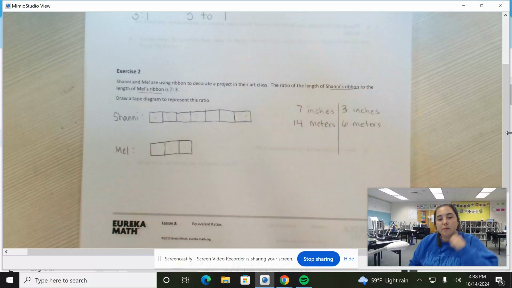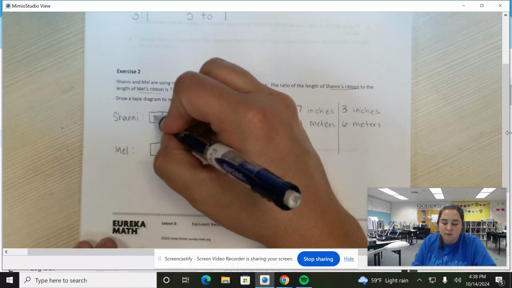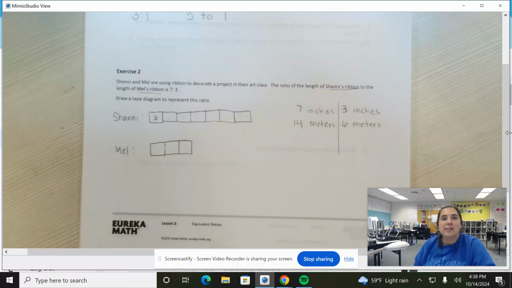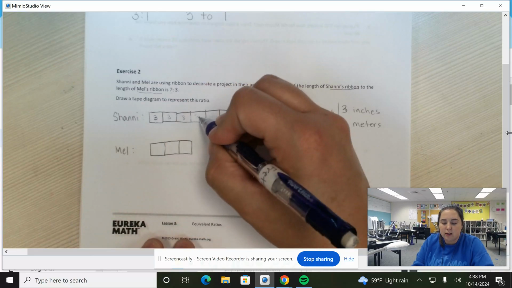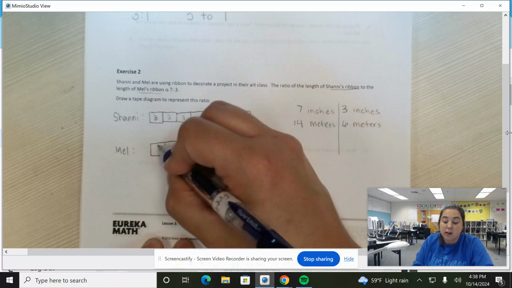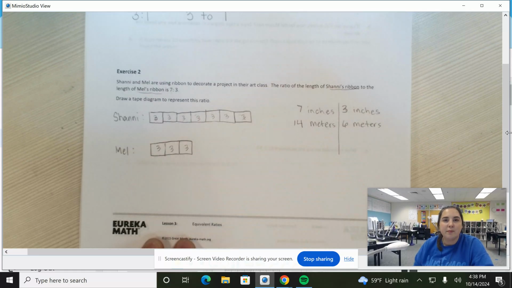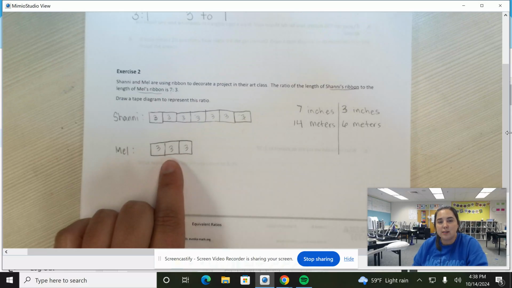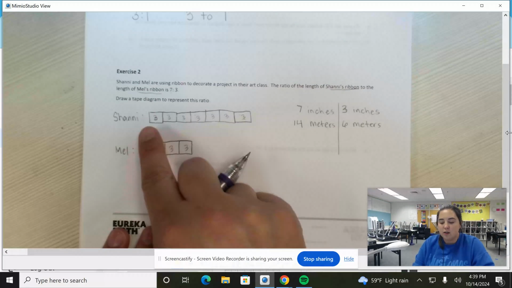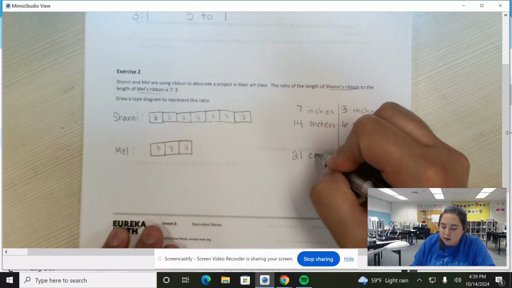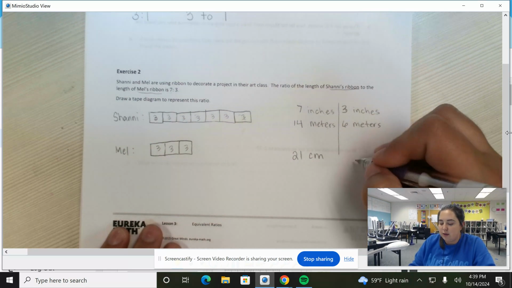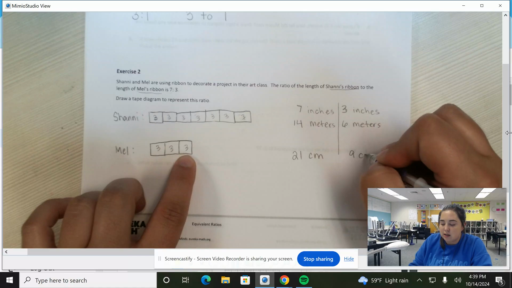What if every unit was actually worth 3 centimeters? So it's pretty small. 3 centimeters, that means that's 3, 3, 3, 3, 3, 3, 3, and 3. Can you take a second to figure out what Shani's ribbon would be in centimeters and what Mel's ribbon would be in centimeters? Well, up here, 3, 6, 9, 12, 15, 18, 21 centimeters for Shani. And that means 3, 6, 9 centimeters for Mel.